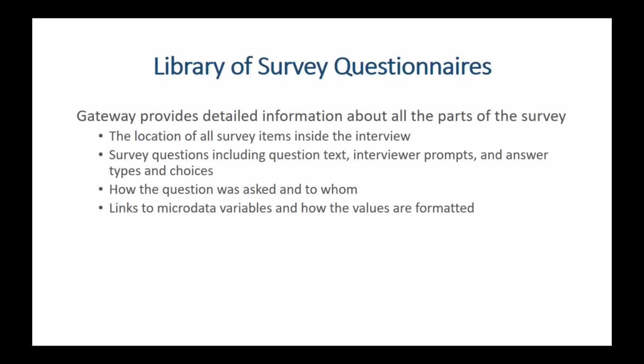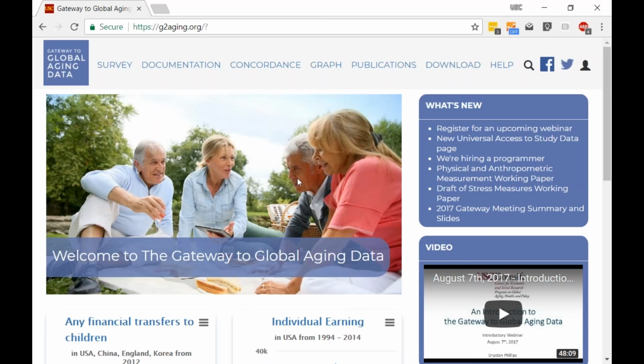So first, let's look at our library of survey questionnaires. So the Gateway provides detailed information about all parts of the survey. That includes the location of all survey items inside the interview, survey questions, including question text, interviewer prompts, answer types and choices, how the question was asked and to whom, and how those values are formatted inside of the microdata. So let's jump back to the Gateway.